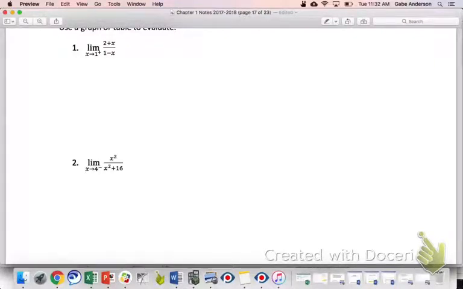Hang on just a second. On number 2, will you guys please change x squared plus 16 to x squared minus 16? If you can make that change, will you please do numbers 1 and 2, but not 3? Use your calculator to help you out.